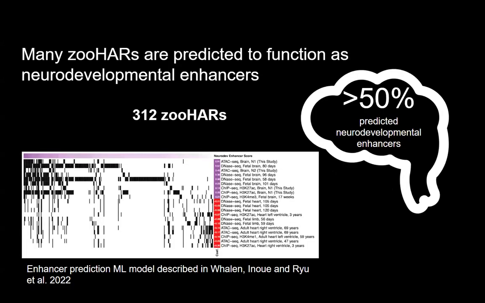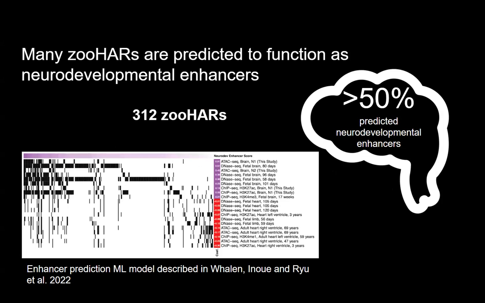So again, many ZooHARs are predicted to function as neurodevelopmental enhancers. And so this is using an updated model that was introduced recently in a preprint in 2022. And this model is specifically looking for neurodevelopmental enhancers. And so we found that over half of HARs are predicted to function as neurodevelopmental enhancers.